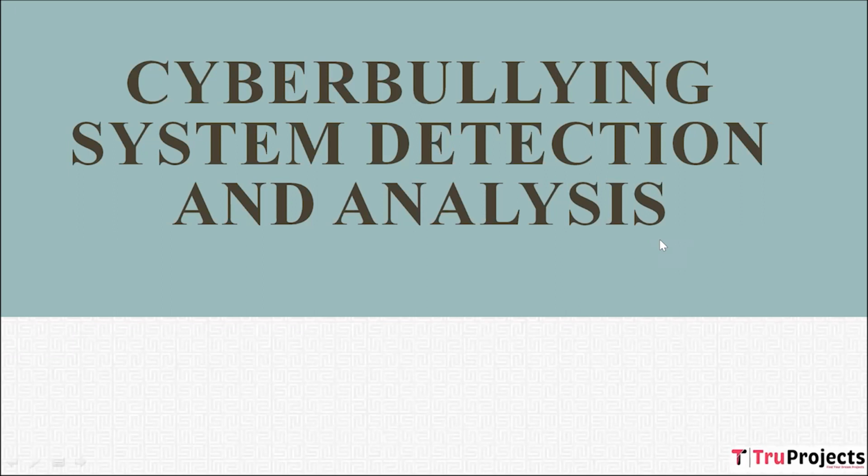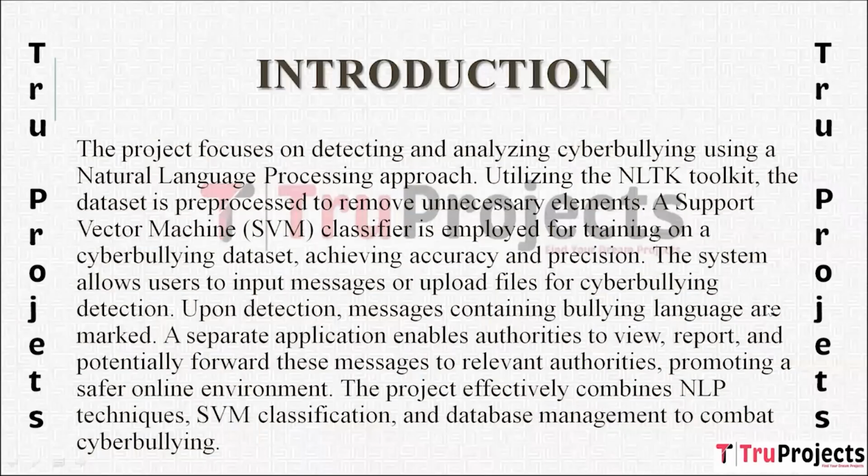In this video, we are going to explain about cyberbullying system detection and analysis. Introduction. The project's main objective is to create a system for the detection and analysis of cyberbullying. It eliminates stop words and symbols using text processing with NLTK. An SVM classifier that was built using data on cyberbullying serves as the system's brain. With accuracy metrics, the technology can evaluate communications and pinpoint text that contain cyberbullying.